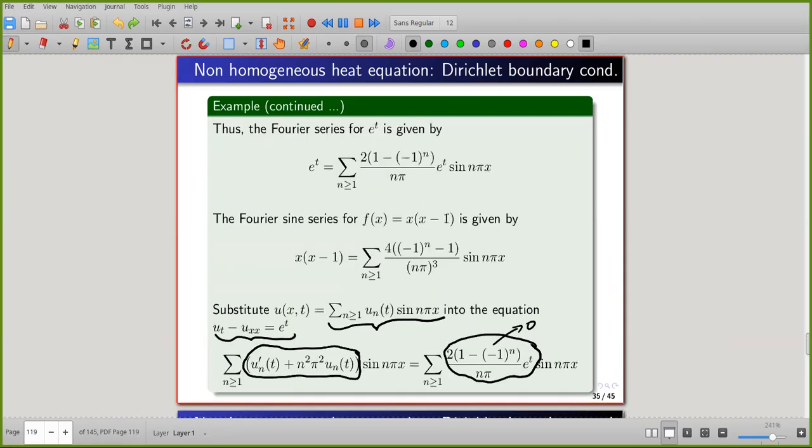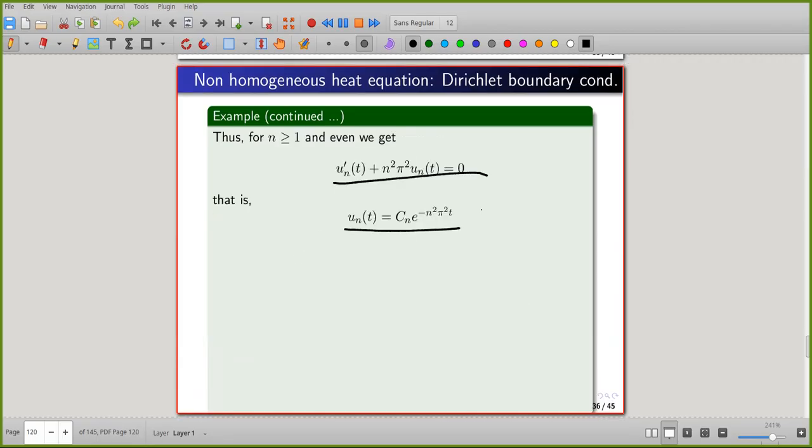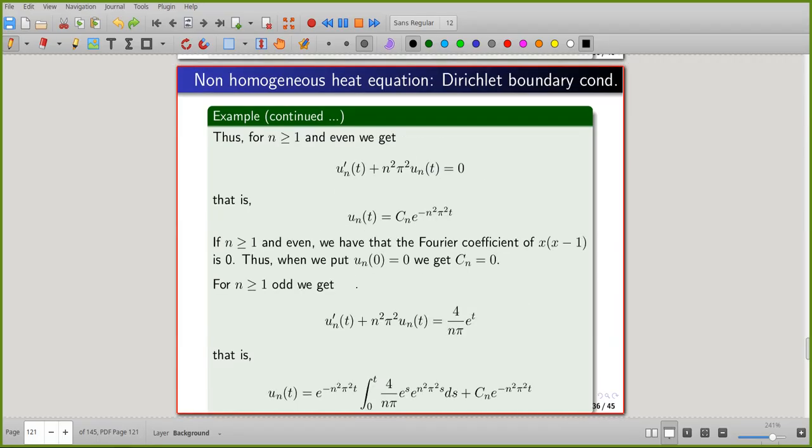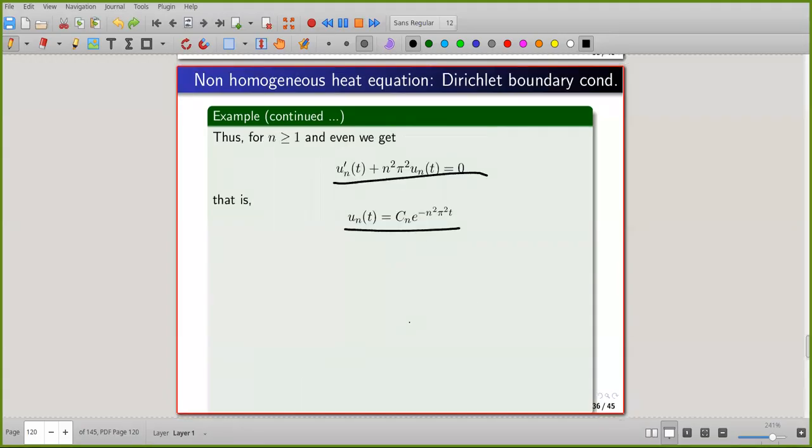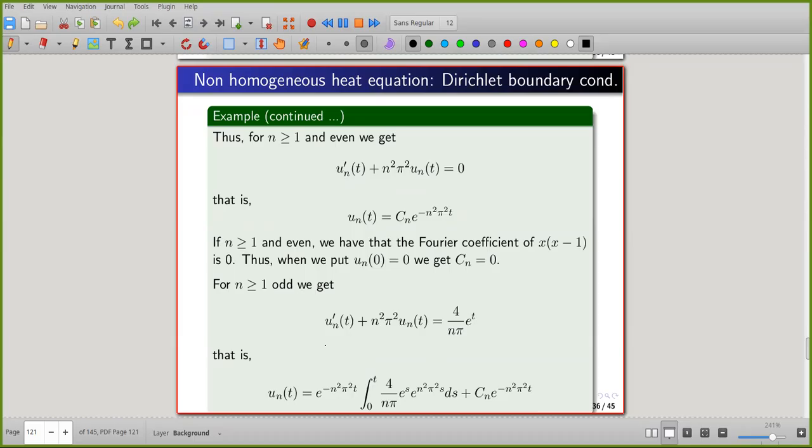Thus, so when n is even, this Fourier coefficient is 0. So if we put u_n(0) equal to 0, we get C_n is 0. It means all the u_n are 0 for n even. For n odd, we look at this once again, and we have this differential equation, which means our u_n(t) is this for n odd.